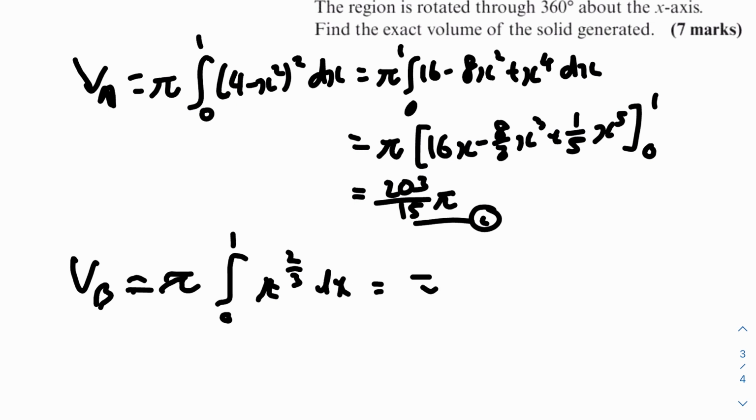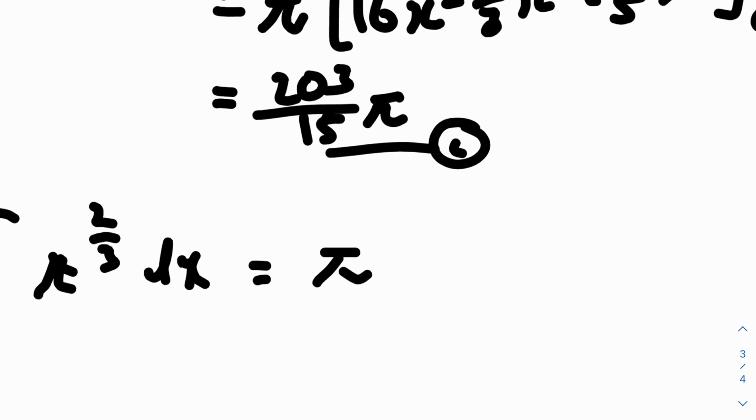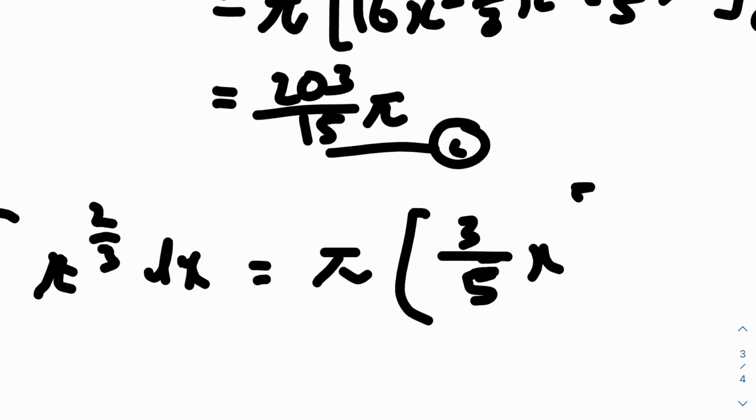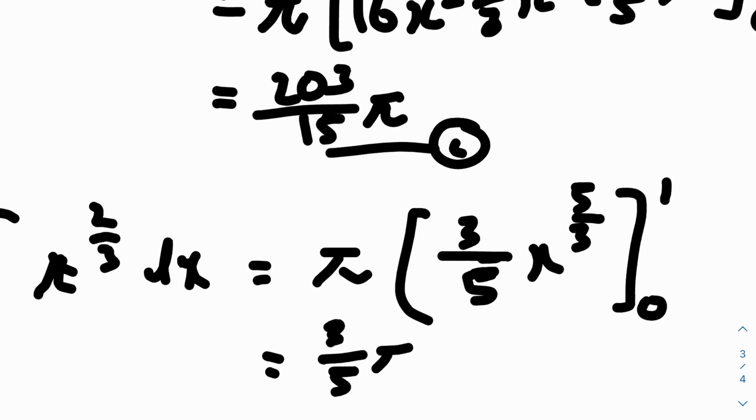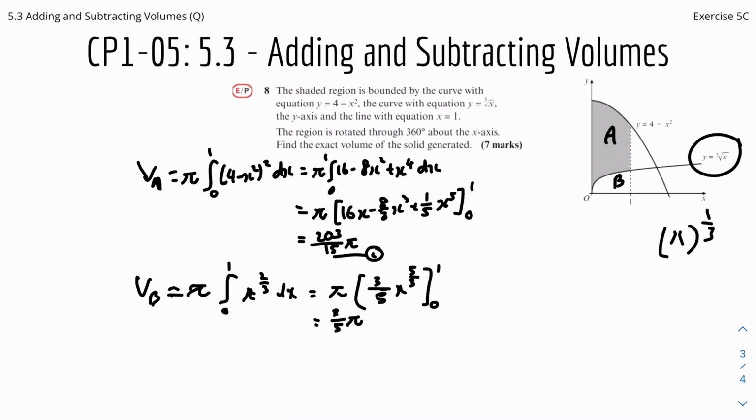So let's integrate it. It would be pi times the integral of x to the power 2 over 3. You know that 2 over 3 plus 1 is 5 over 3, so we flip it around and it would be 3 over 5 x to the power 5 over 3, with bounds 0 and 1. Substituting gets us 3 over 5 times 1 minus 3 over 5 times 0, and that gets us 3 over 5 pi, like so.